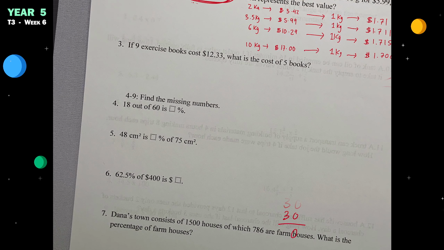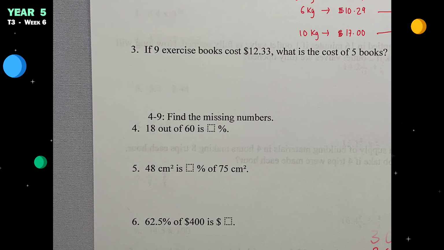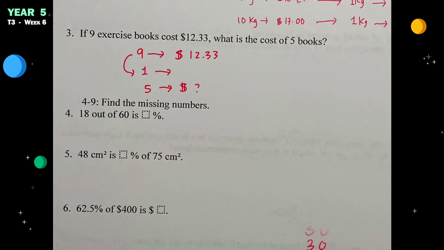Question 3. If 9 exercise books cost this much, what's the cost of 5 exercise books? So 9 exercise books cost you $12.33, and they want you to go to 5 exercise books. And what's the price there? But to go from 9 to 5 is pretty hard. So let's go from 9 to 1 first. It's easier. So let's go to 1 book.